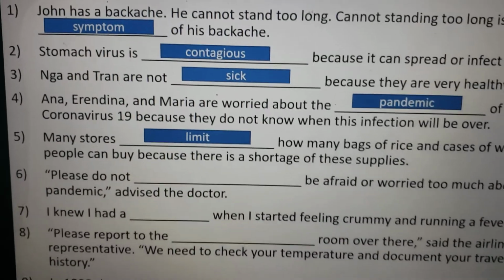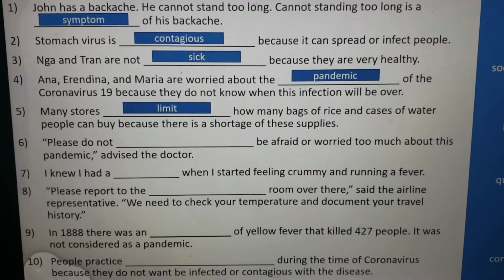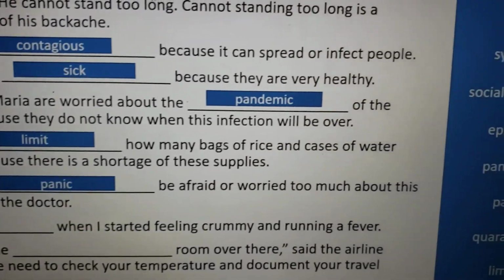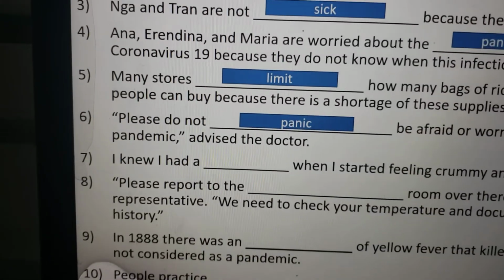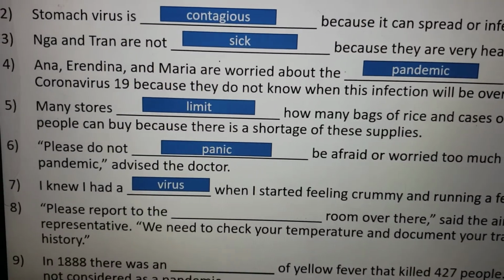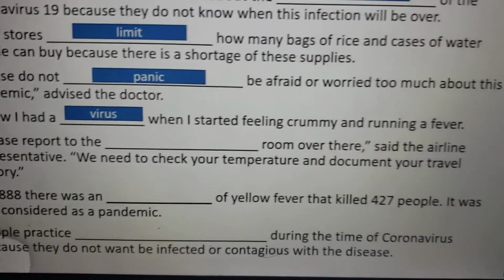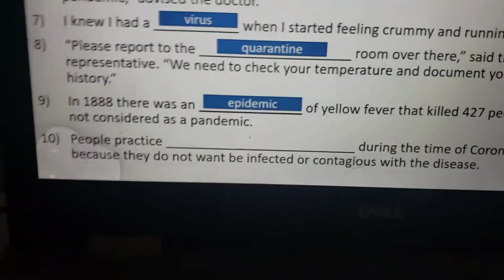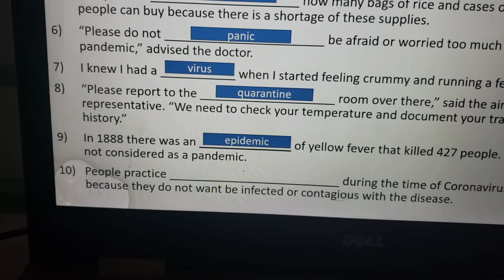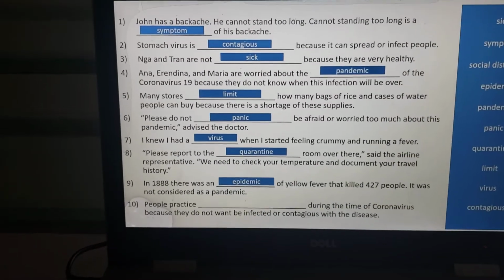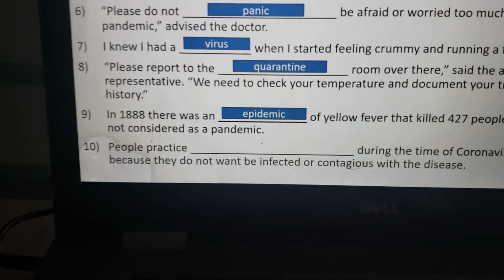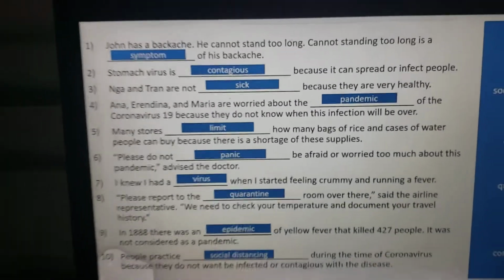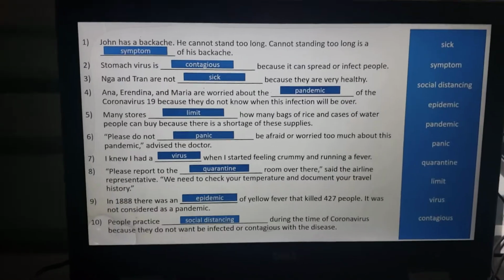Limit, many stores limit how many you can and how many you cannot. Number 6, please do not panic or be afraid or worried. Number 7, I knew I had a virus. Number 8, please report to the quarantine room. Number 9, now remember, there was an epidemic, okay? An epidemic. Number 10, people practice what? Social distancing. Social distancing. If you have all 10 correct, you are amazing.